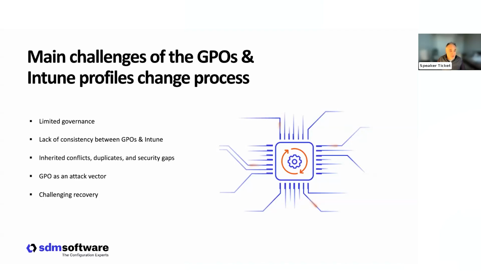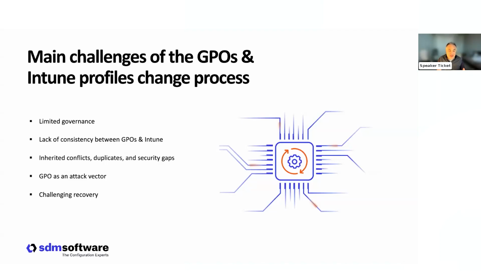This slide here, what are some of the main challenges of managing these two processes? So, we've got a couple of ideas on the slide: limited governance, a lack of consistency between GPOs and Intune profiles. Then you start getting, and this comes up a lot when we're talking to customers: conflicts, duplicates, and security gaps.